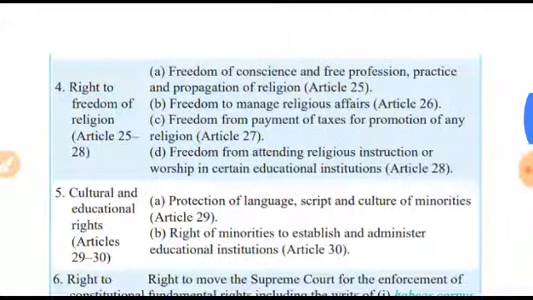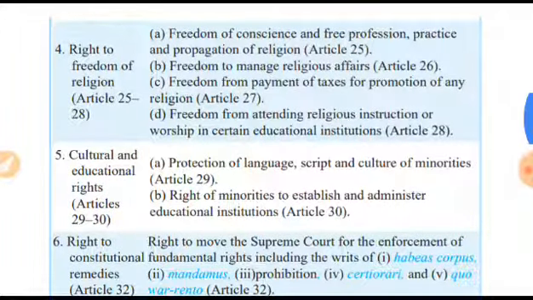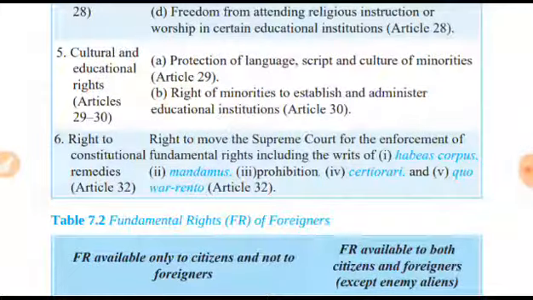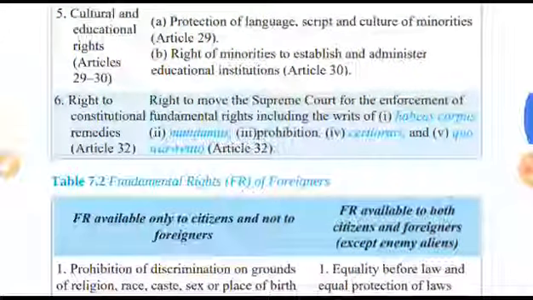Next, Articles 25 to 28 are mainly the right to freedom of religion. First, 25, freedom of conscience and free profession, practice and propagation of religion. And 26, freedom to manage religious affairs. 27, freedom from payment of taxes for the promotion of any religion. 28, freedom from attending religious instruction or worship in certain educational institutions.